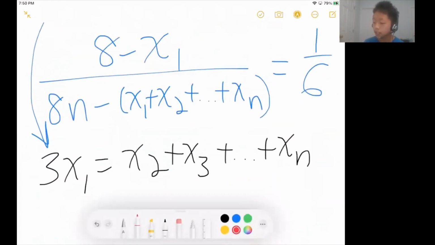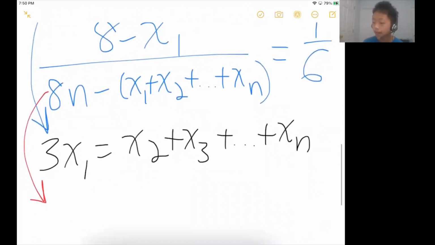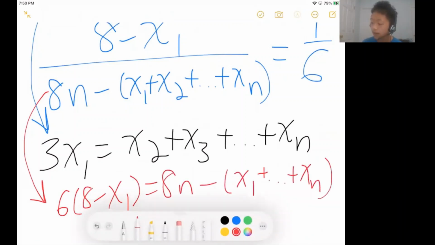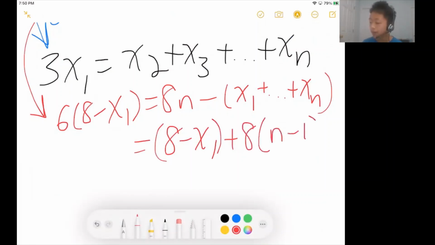And then for the second equation, if we bring this down and cross multiply again, we would get 6 times 8 minus x1 has to equal 8n minus x1 plus ... plus xn. So what I can do is rewrite this as 8 minus x1 plus 8 times n minus 1, and then minus x2 plus dot dot dot plus xn.